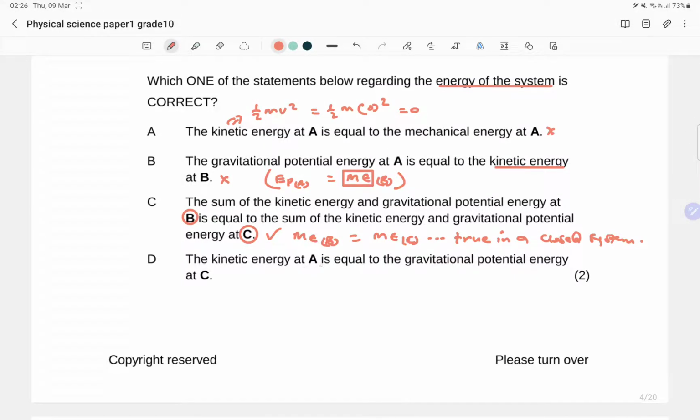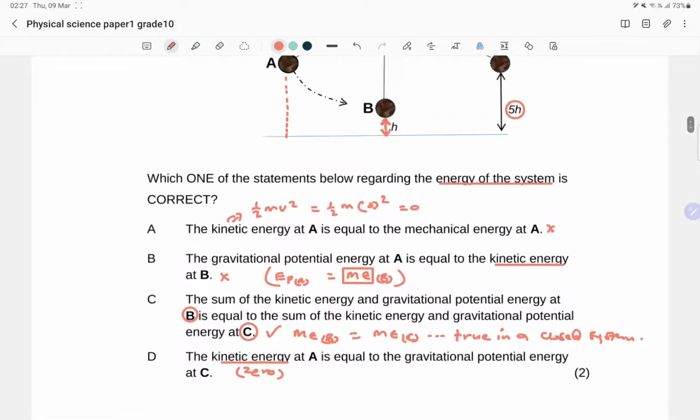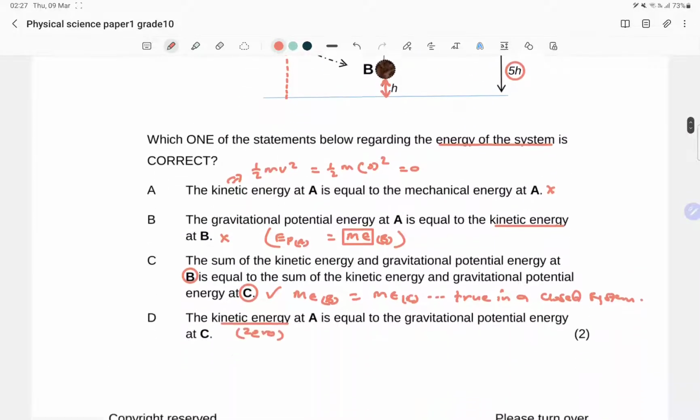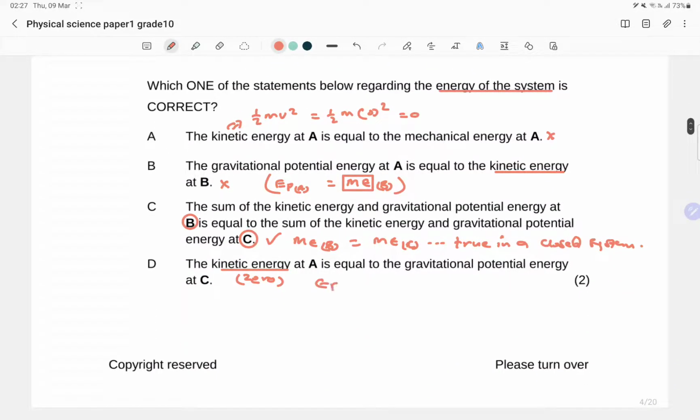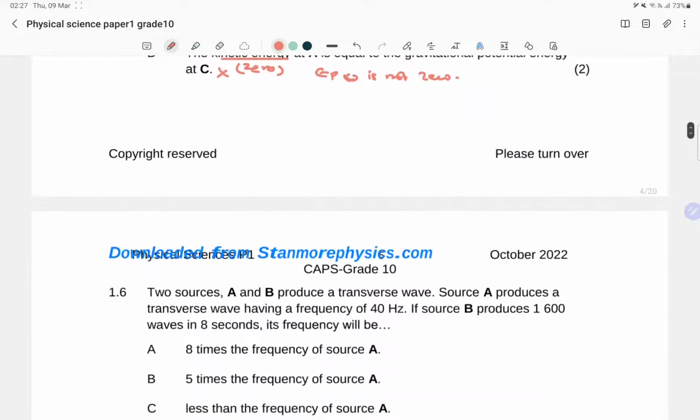Now the kinetic energy at A is equal to the gravitational potential energy at C. The reality is the kinetic energy is not that, because we saw that it is 0, okay, and the potential energy at C is not 0. So as a result, that is not true. So what is the statement that walks away with the prize? Is that one.